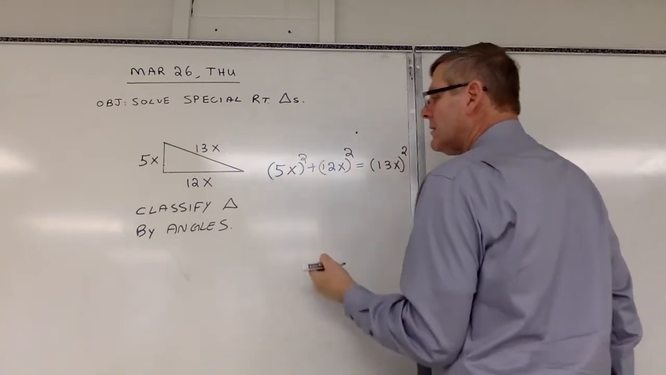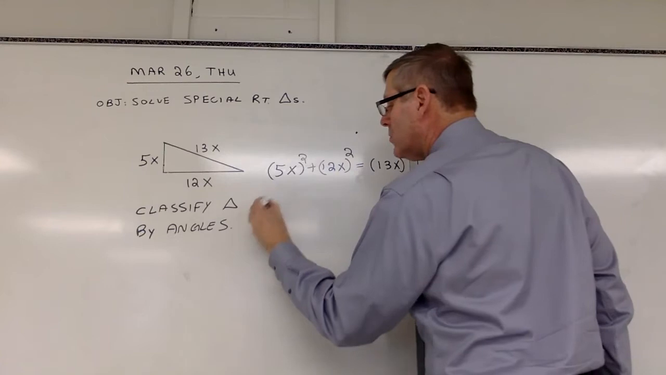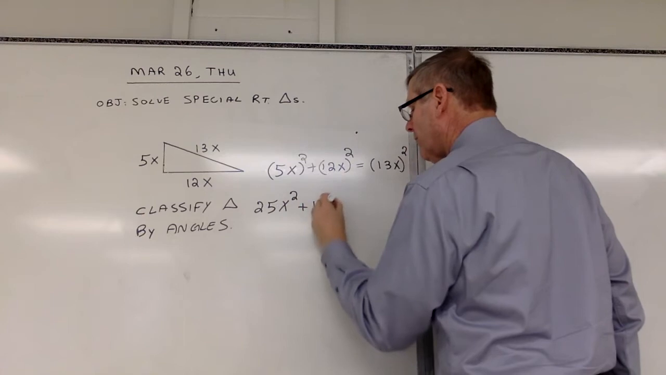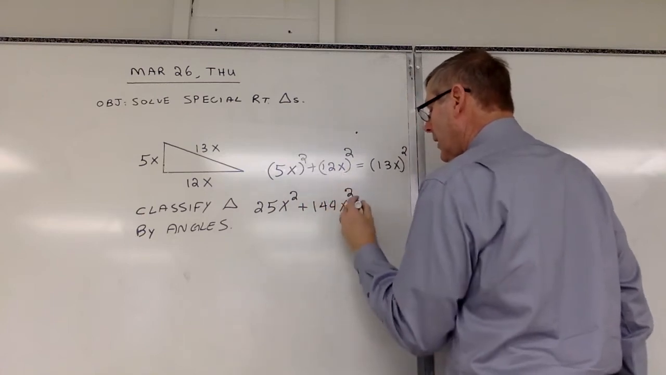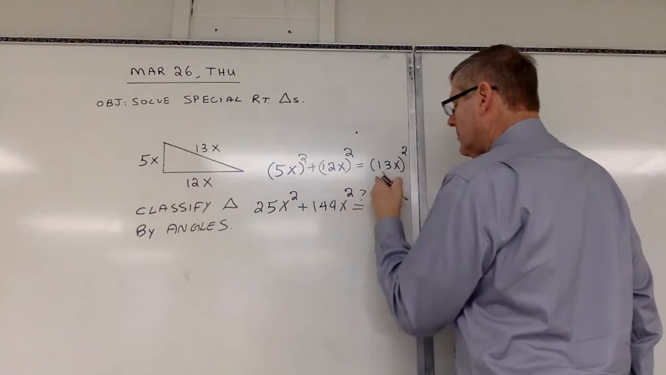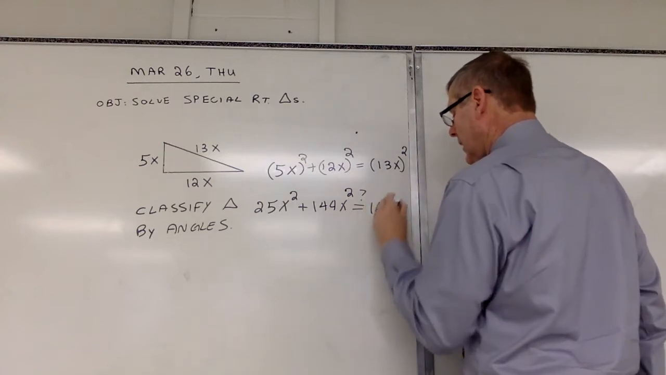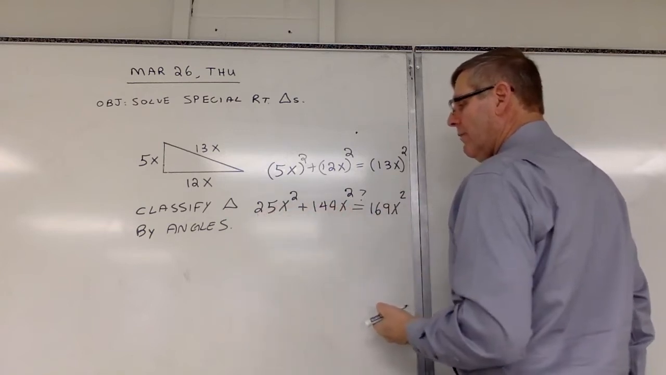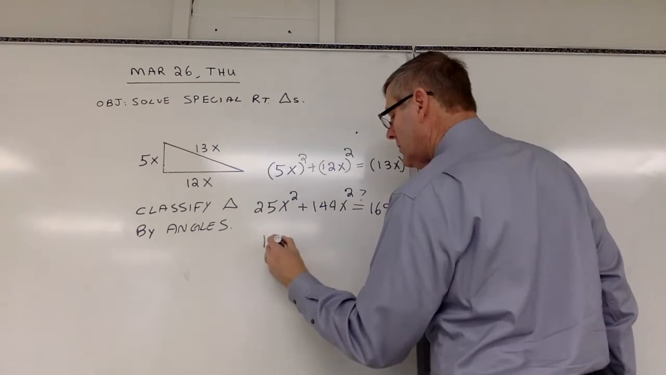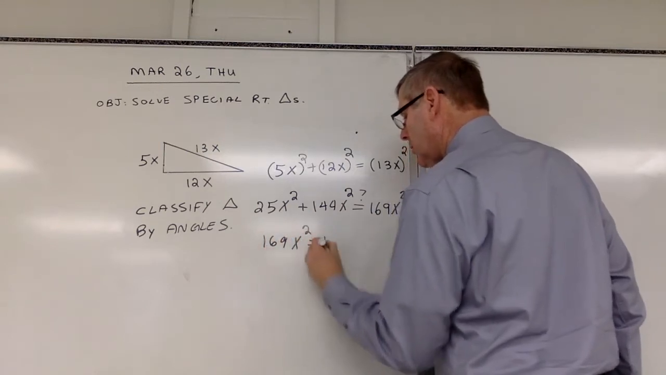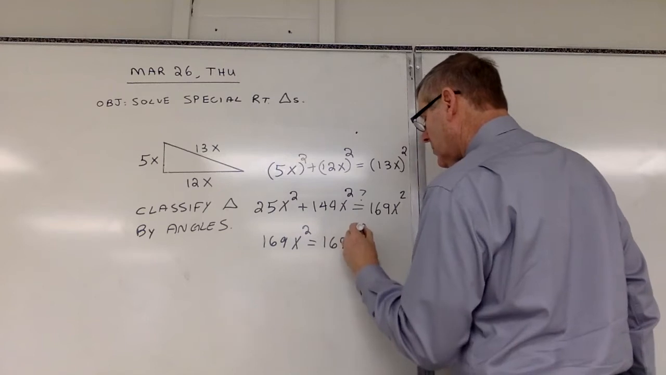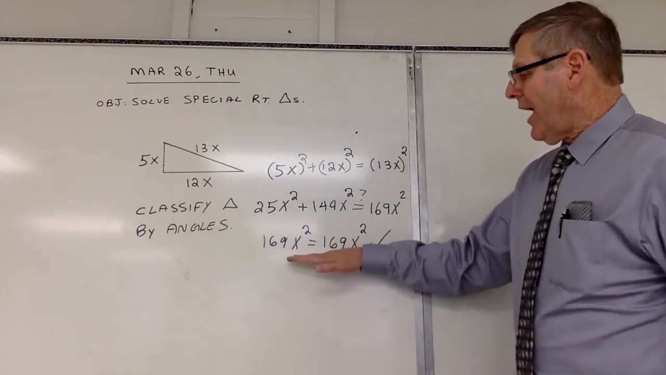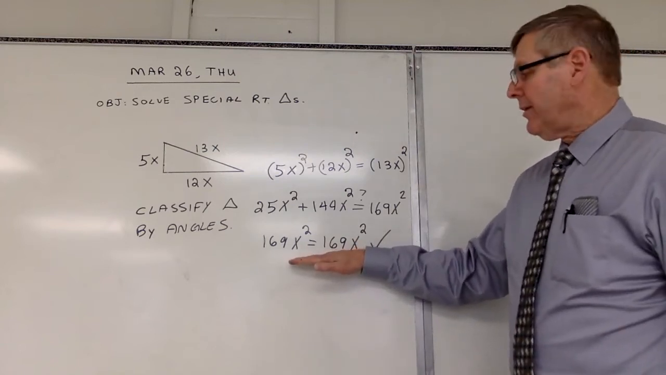What is (5x) squared? It would be 25x squared, plus 12 times 12 is 144. x times x is x squared. Does that equal 13 times 13, which is 169x squared? I do have two x squared terms, so I can add the 25 and 144. I do get 169x squared is equal to 169x squared. That is, in fact, true. So I can see that the conditions of the Pythagorean theorem are met.